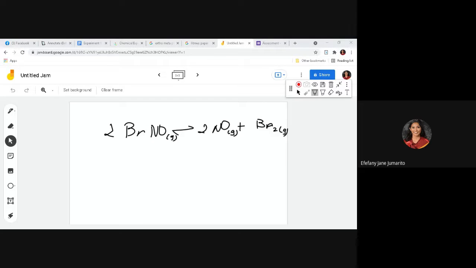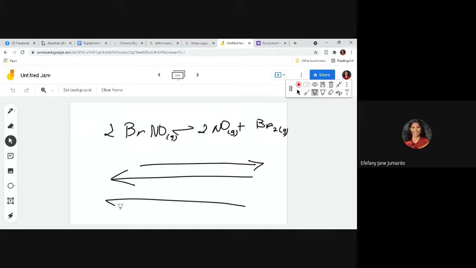Now, if you increase the concentration, the direction is opposite. Class, take note of this mnemonic. If you increase the concentration, the shift will go in the opposite direction. If we increase this one, since it's on the left, it will go to the other direction. If we increase NO, since it's on the right, it will go backward. Now, what if we decrease?